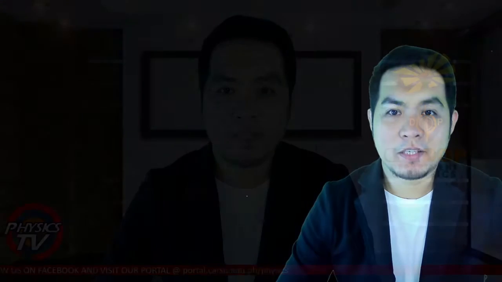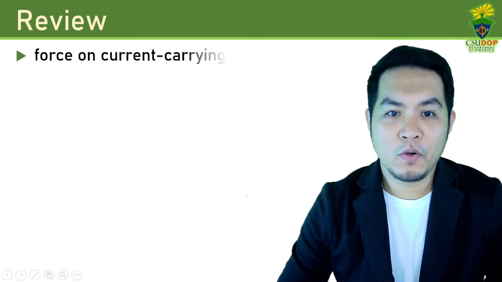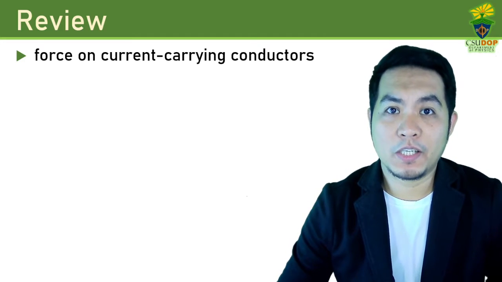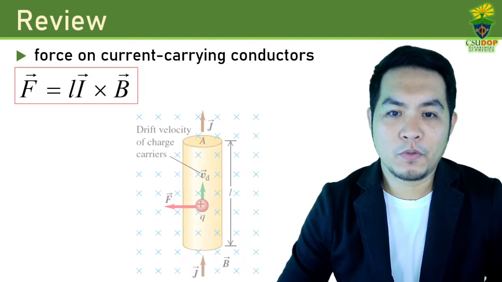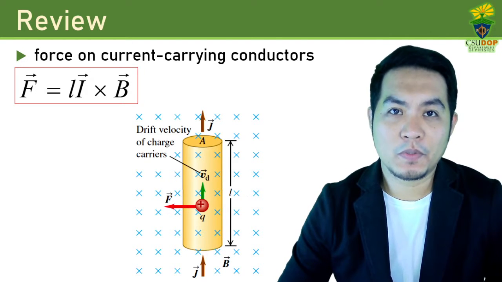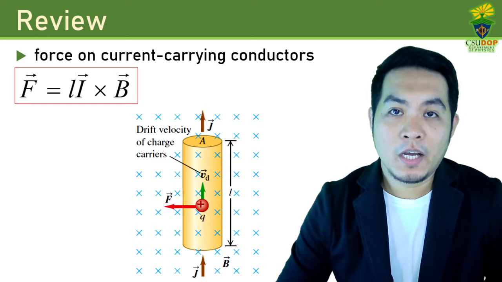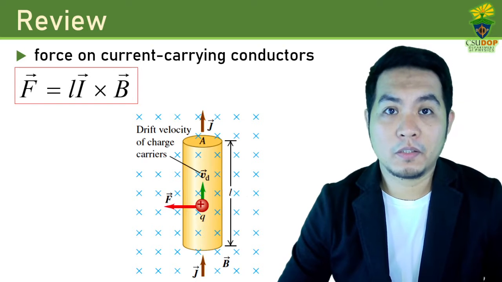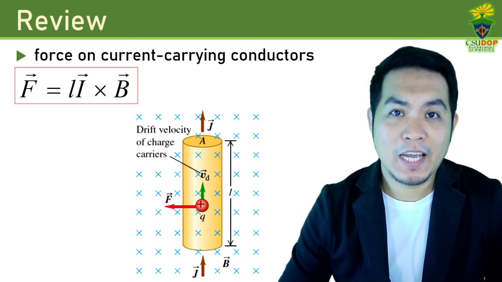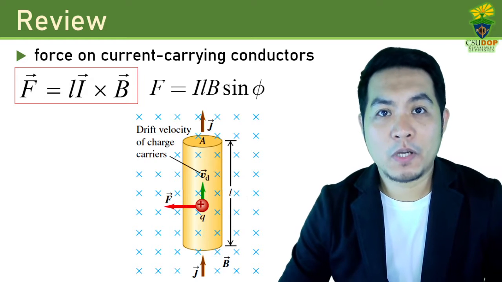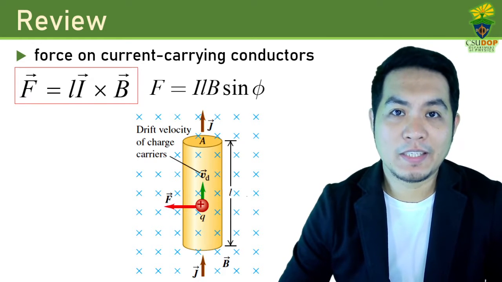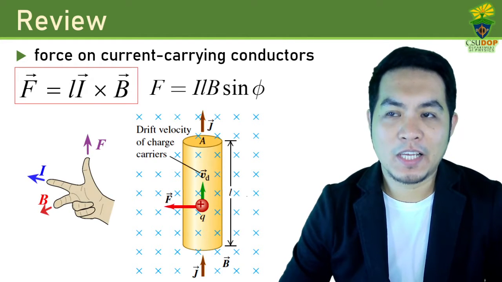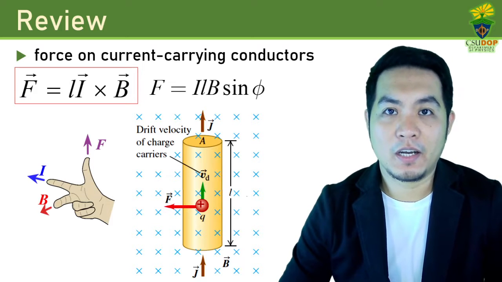Before we proceed, let's first review the previous chapter, wherein we discussed the force on current-carrying conductors exposed in a uniform magnetic field. If you have a current-carrying conductor exposed in a uniform magnetic field, the force on that conductor is equal to the length of the conductor multiplied by the cross product of the current and the magnetic field vectors. It will also have a magnitude of ILB sine phi, where phi again is the angle between the current and the magnetic field vectors. Again, we will still use the right hand rule.